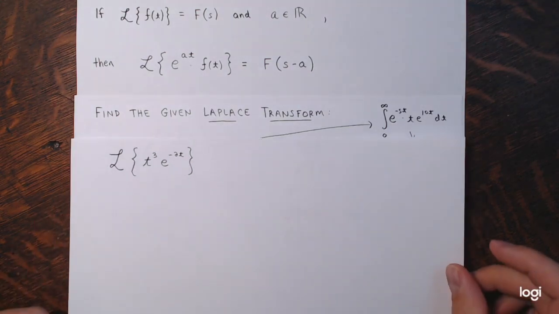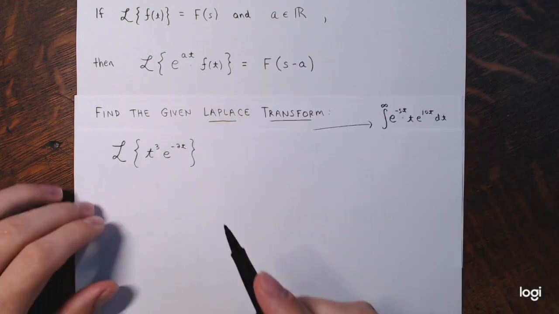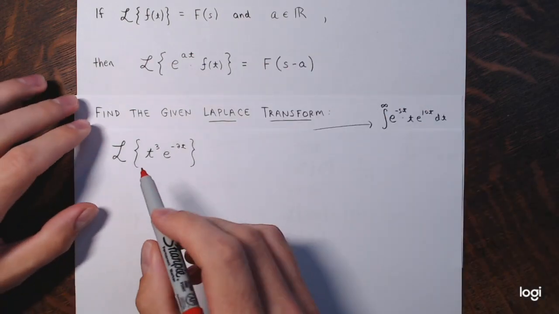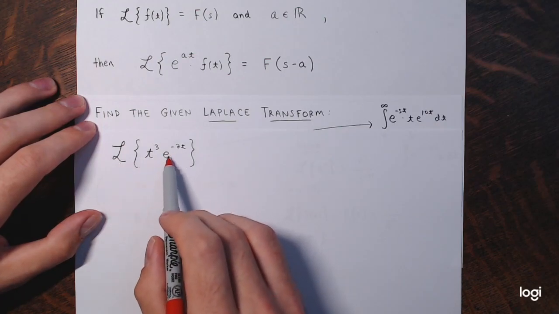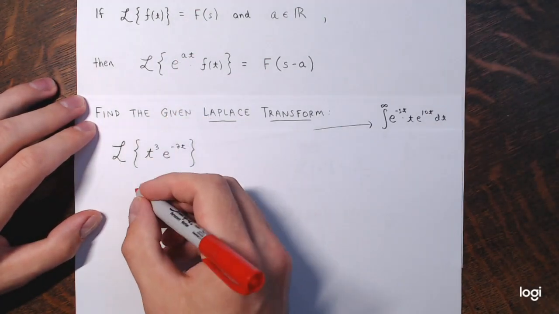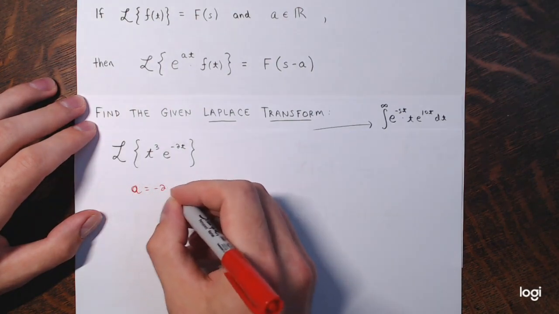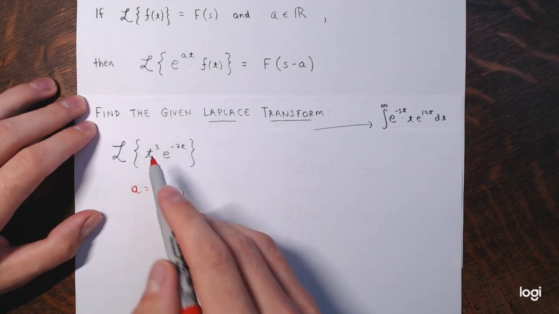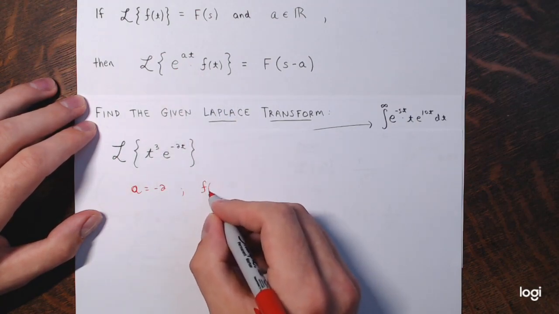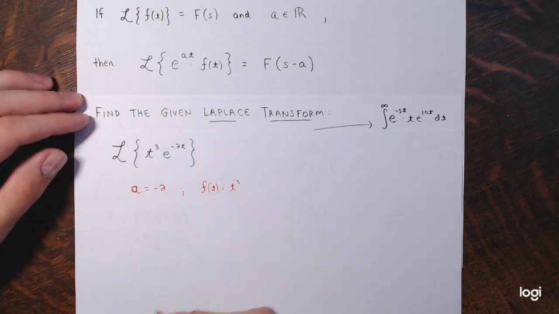Alright, so again, find the given Laplace transform. I'm going to use the same rule here. Now in this particular one, the exponential is e to the negative 2t, so the value of a here is negative 2. And this is being multiplied by f of t. F of t in this case would be another power of t. F of t is t cubed.